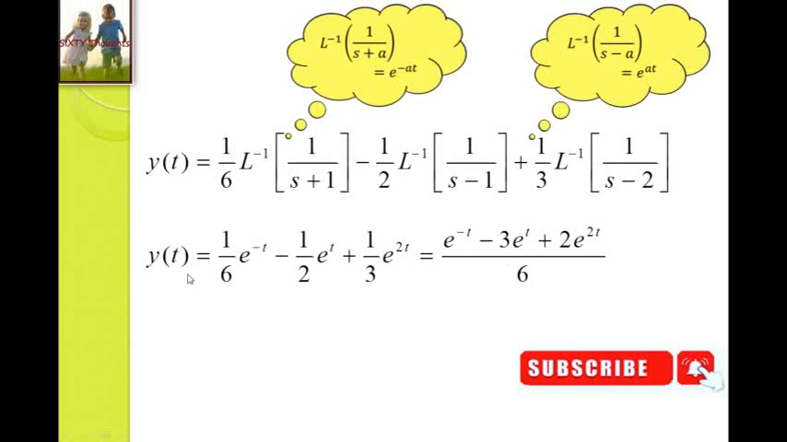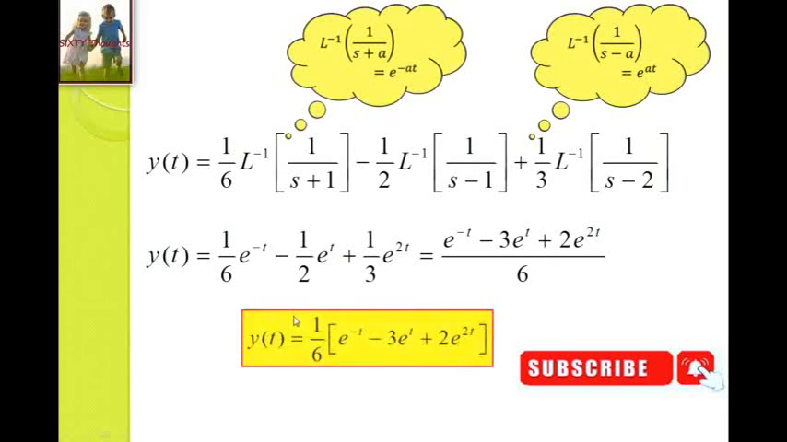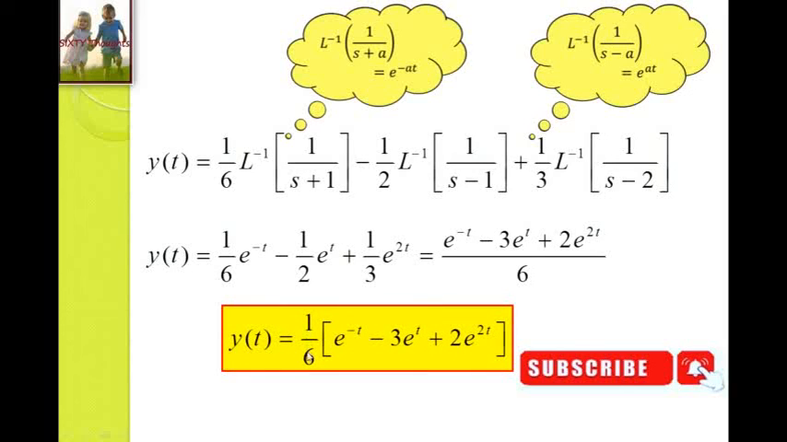So we can write y of t equal to 1 by 6 e power minus t minus 1 by 2 e power t plus 1 by 3 e power 2t. If we take the LCM here, we get (e power minus t minus 3 e power t plus 2 e power 2t) by 6. So therefore, finally we get y of t equal to 1 by 6 into (e power minus t minus 3 into e power t plus 2 into e power 2t).